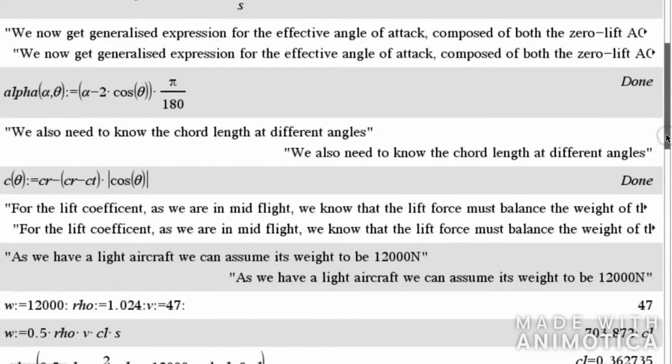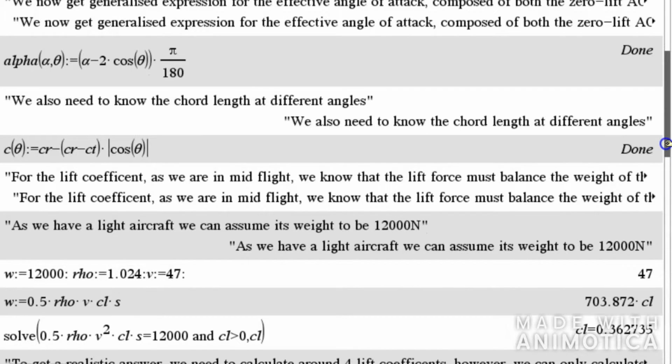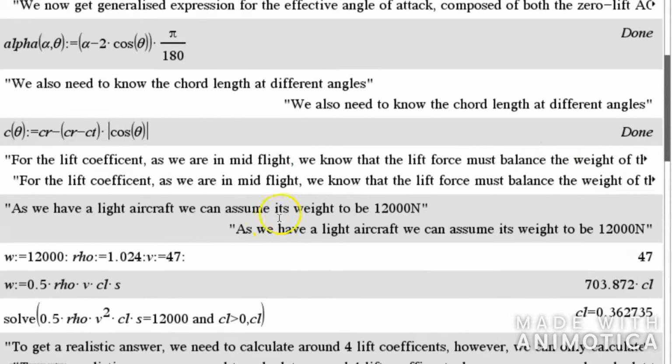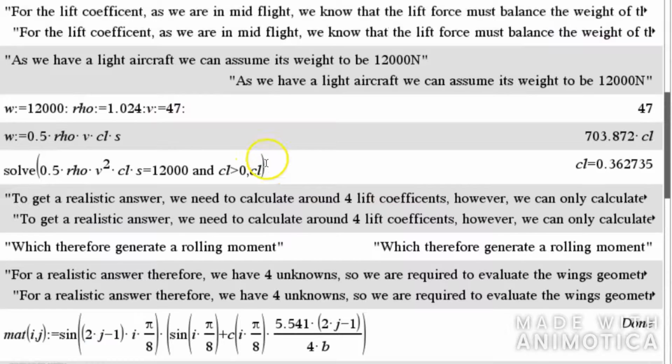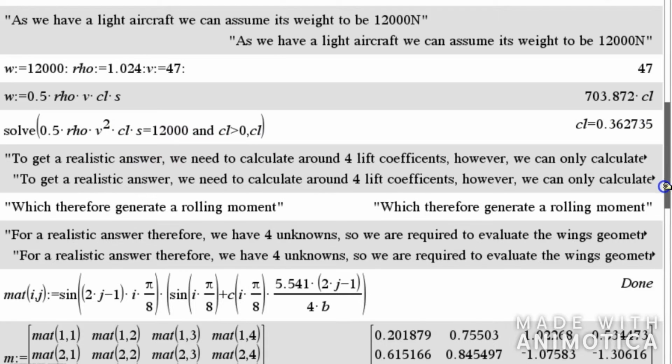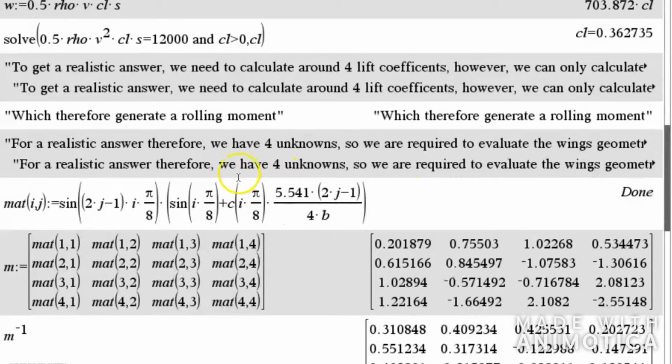The chord length here, which again varies with the angle that we look at from above, from a bird's eye view of the wing, as Jean-Baptiste said. Again, defining the weight, the density of the air, and the airspeed. We then are able to use a CAS to solve the lift coefficient. This isn't a very hard calculation to do by hand, but it's still far more convenient doing it on the CAS. And then this is where we go on to our monoplane equation.